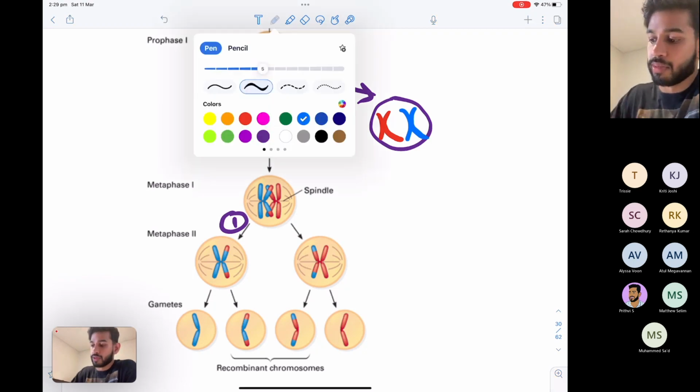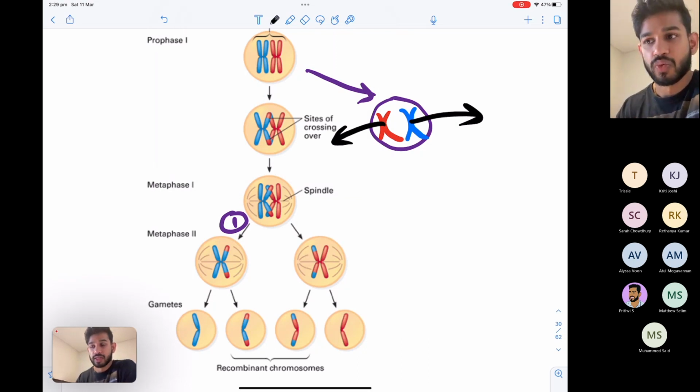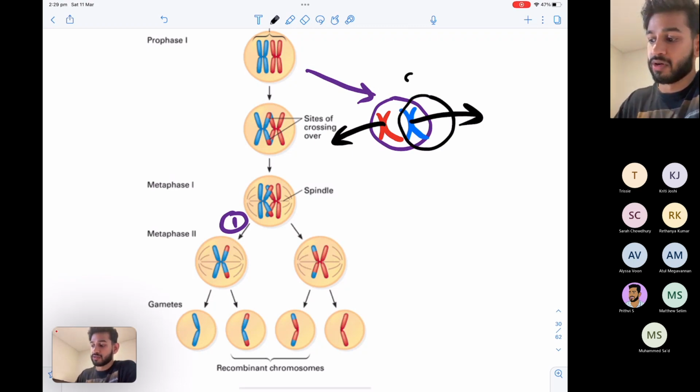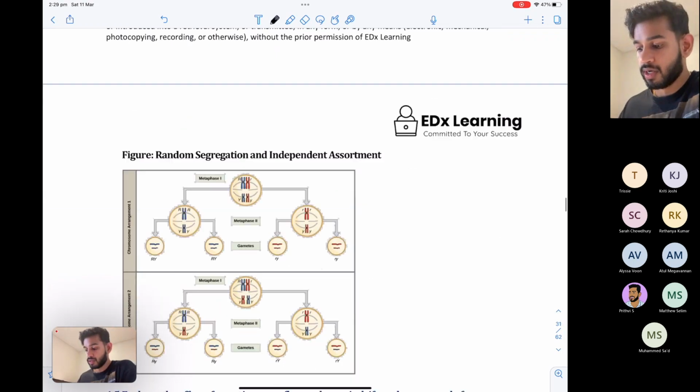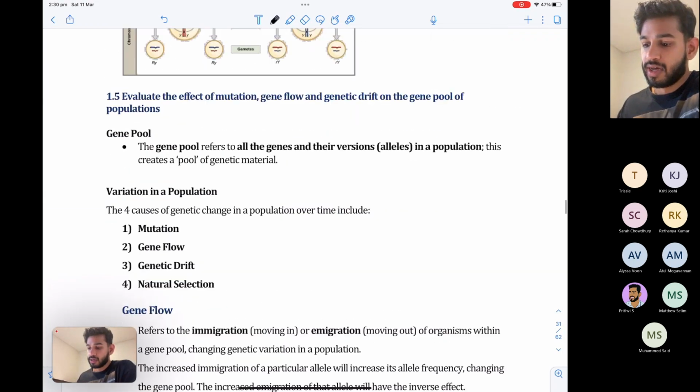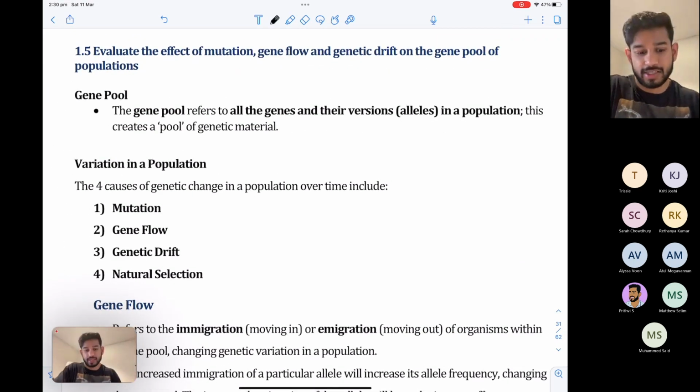And that's showing you that the blue chromosome will now move to the right, the red chromosome will now move to the left, right? And that's really modeling random segregation, because it's showing you the blue chromosome has a 50% chance of going to the right and a 50% chance of going to the left. Good.